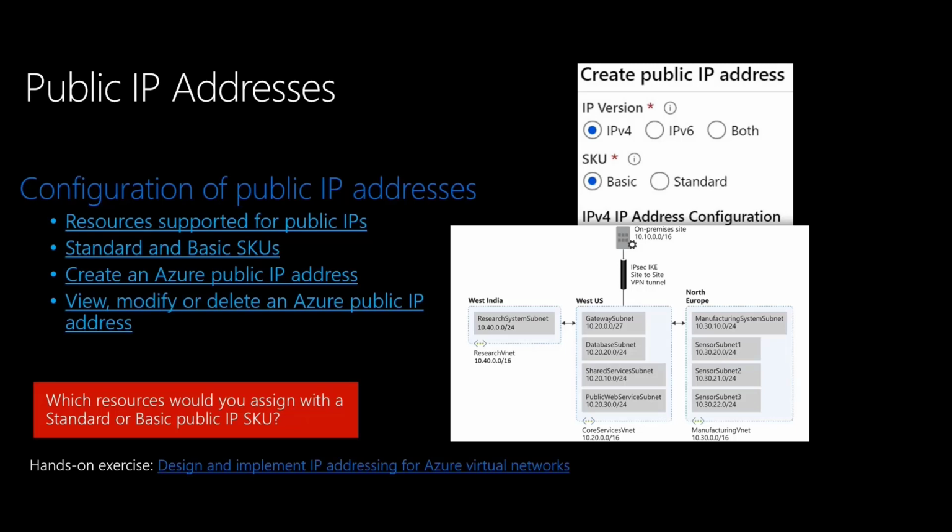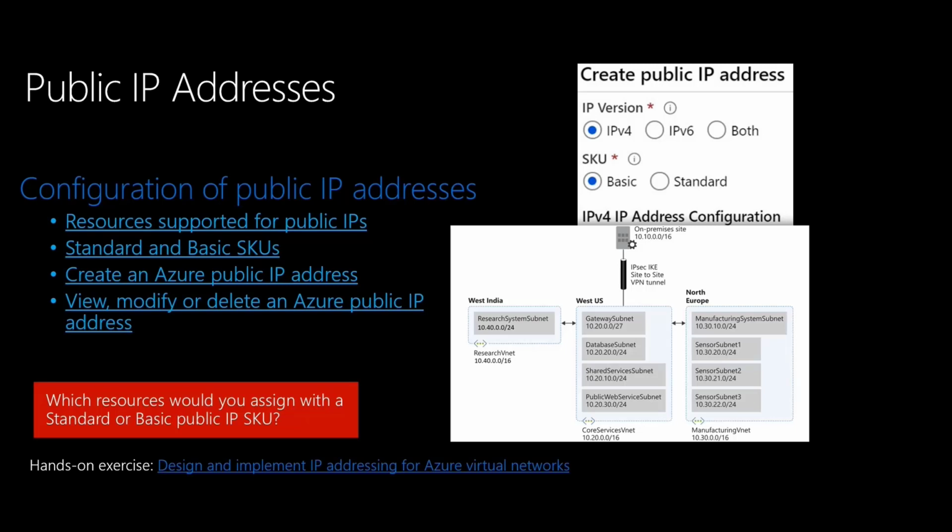The basic SKU public IPs can be assigned to any Azure resource that can have a public IP assigned to it. So you're talking about things like a network interface, a VPN gateway, an application gateway, internet-facing load balancers. However, the basic public IP does not support availability zone scenarios. And so for that, you need a standard SKU public IP.